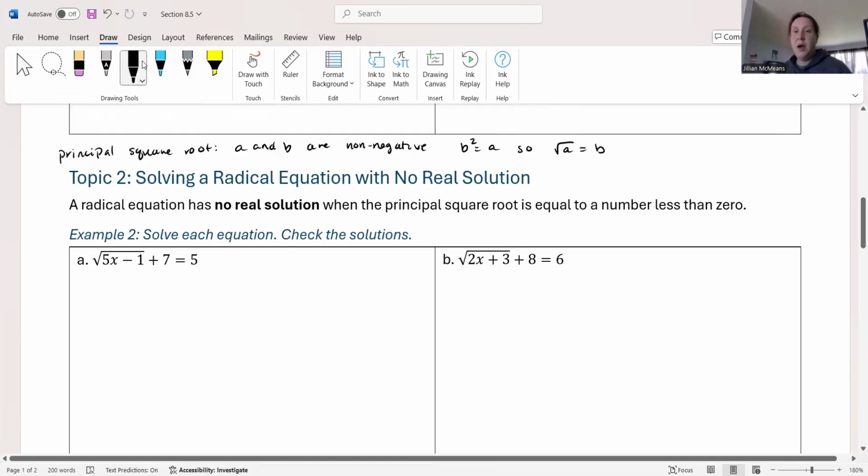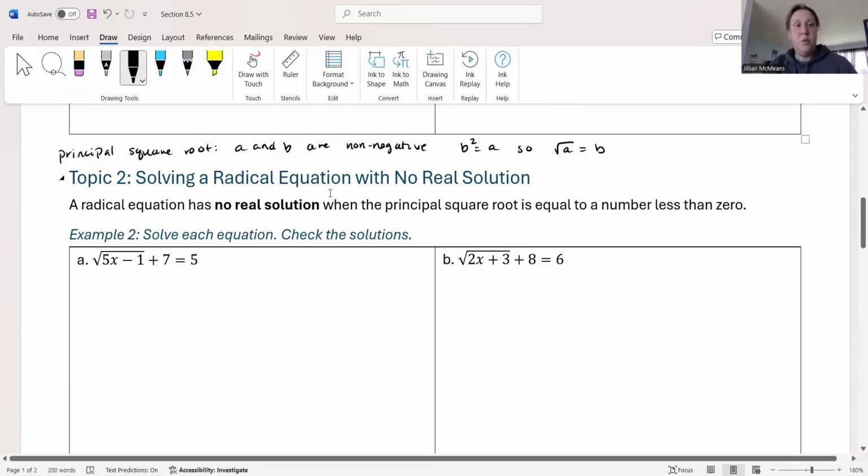And the big thing you have to understand here is that when you're dealing with a principal square root, a and b have to be non-negative. They cannot be negative. So the radicand can't be negative, and on the flip side of that, the result can't be negative when you're talking about a principal square root. So keep that in mind.